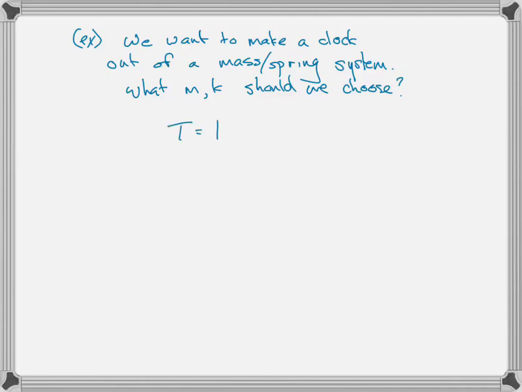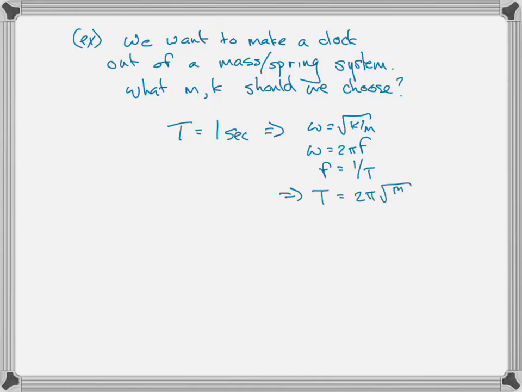So if the period is 1 second, remember that since omega is the square root of k over m, and omega equals 2 pi f, and f equals 1 over the period, then I believe that tells us that the period is 2 pi square root of m over k. I believe that works out. Hopefully I got everything the right way up.